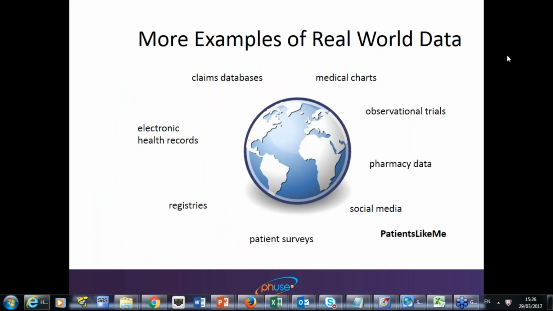Here are more examples of real-world data. Has anyone got a Fitbit? If anyone's got a Fitbit and they're doing walking, that's an example of real-world data. There's also social media. There's a social media site called Patients Like Me, which is an online community where patients talk about which drugs help them with what conditions. So that's got a vast amount of useful information there.